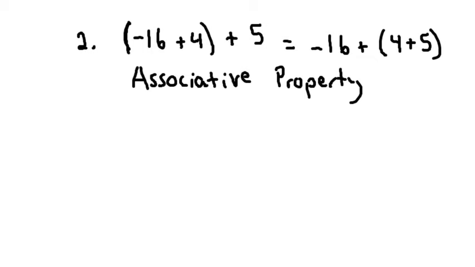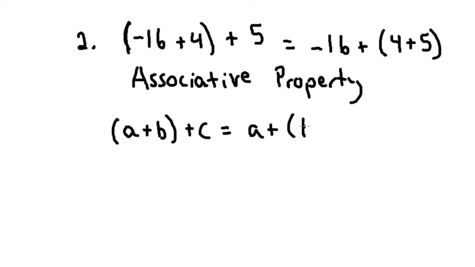And to write that out in letters, if we have A plus B inside parentheses and then plus C, that is equal to A plus, and then B plus C in parentheses. So you see how the parentheses just moves from being around the A plus B to being around the B plus C. So that's the first 2 numbers and then around the second 2 numbers. So that is an example of the associative property.